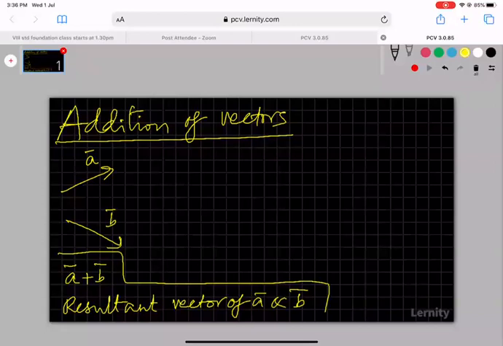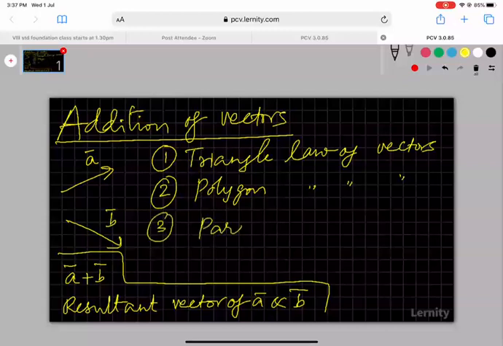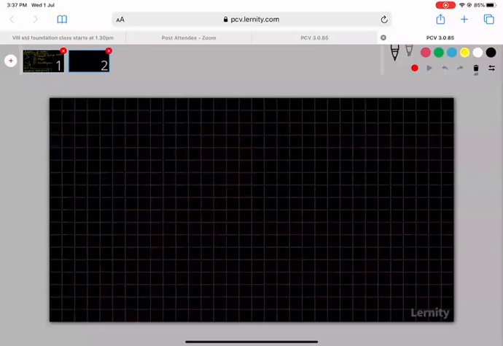There are some laws which tell you how to add two vectors. The first one we will deal with is called the triangle law of vector addition. The second one is an extension of triangle law, which we will call the polygon law of vector addition. The third one is a specific law, the parallelogram law of vector addition. It all is based on geometry that you have already learned. I'll give a small gist of what happens in vector addition.